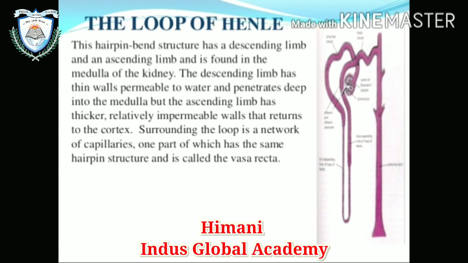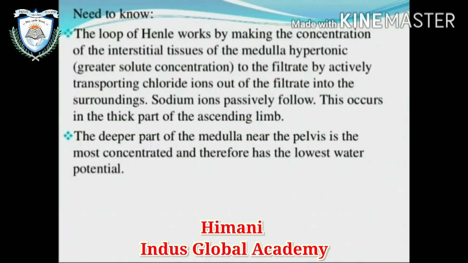Surrounding the loop is a network of capillaries, one part of which has the same hairpin structure, called the vasa recta. And what you need to know is that the loop of Henle works by making the interstitial tissue of the medulla hypertonic, meaning a greater solute concentration than the filtrate, by actively transporting chloride ions out of the filtrate into the surrounding tissue. The sodium ions passively follow. This occurs in the thick part of the ascending limb. The deeper part of the medulla near the pelvis is the most concentrated and therefore has the lowest water potential.